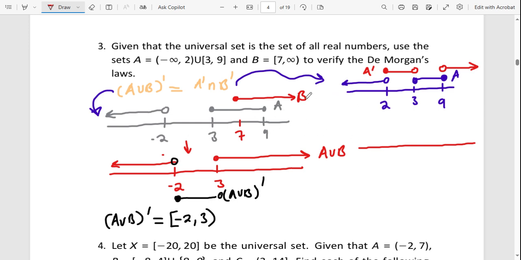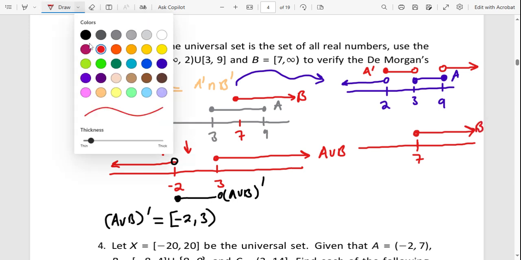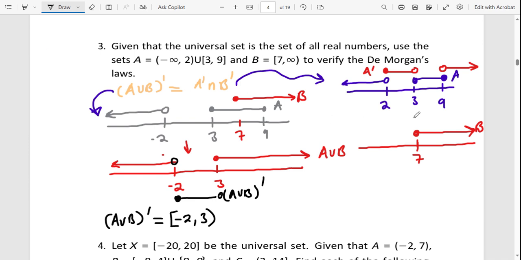Anyway, so let's go to the set B. The set B is from 7 to infinity. 7 is being included and then going to infinity. That's the set B. And then we want B complement. So B complement will actually start from here. We will not shade. We'll be going in this direction. So I'm going to get now the two sets that have got complements and put them on the same number line.